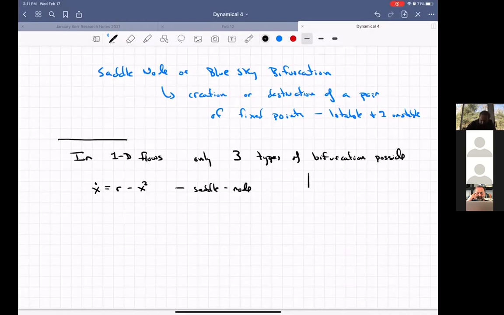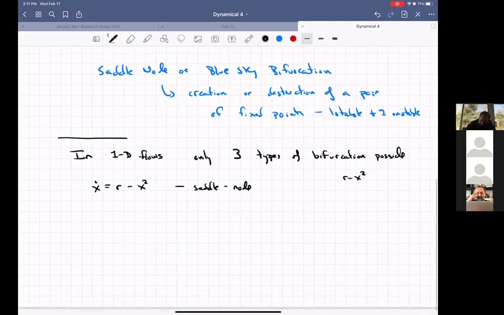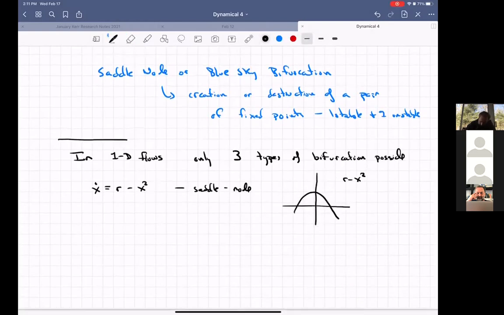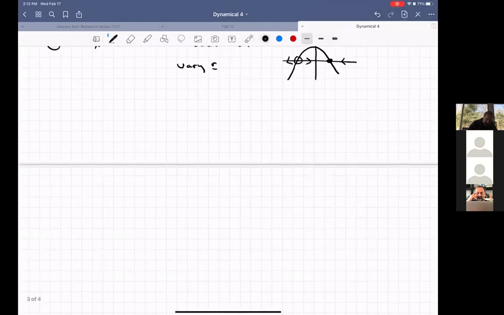bifurcation. And the idea here is, you've got some, oh, that's not what r minus x squared looks like. I have the right idea, but in this bifurcation, we're varying r, right, and we're moving this parabola up and down. So that's the saddle node bifurcation. So that's one of them. The next one of these is called a transcritical bifurcation.